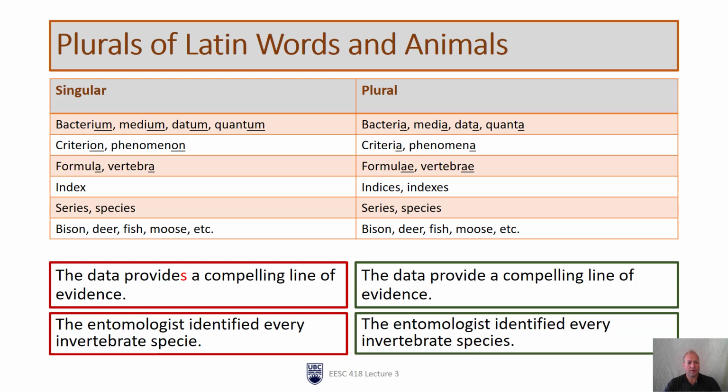If we look at this table, I'm showing the singular and plural versions of several of these words. The first thing I'll show you is the pattern. You're probably used to seeing some of these words as a singular, some of them as a plural. So bacterium, medium, datum, quantum. You're probably more used to seeing the plural versions of these: bacteria, media, data, quanta. Although you're probably more familiar with quantum than quanta. The next category is also Latin words, criterion, phenomenon, which pluralize as criteria and phenomena. You're probably more familiar with criteria than criterion.